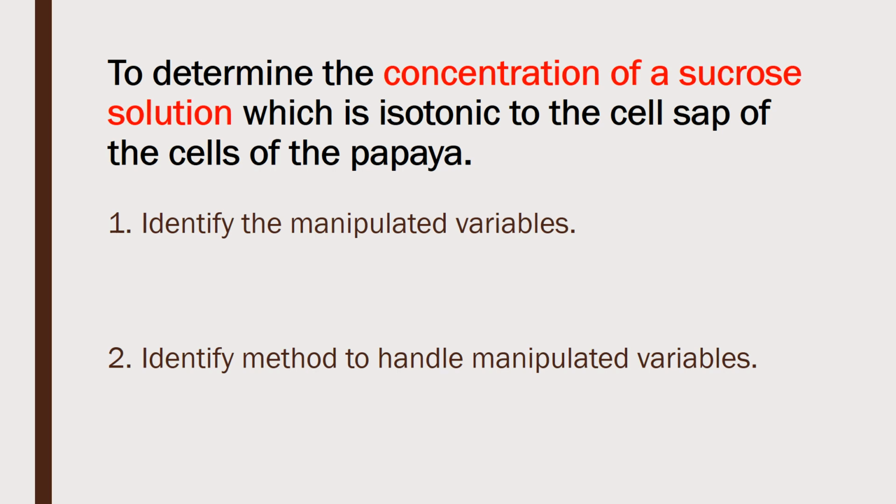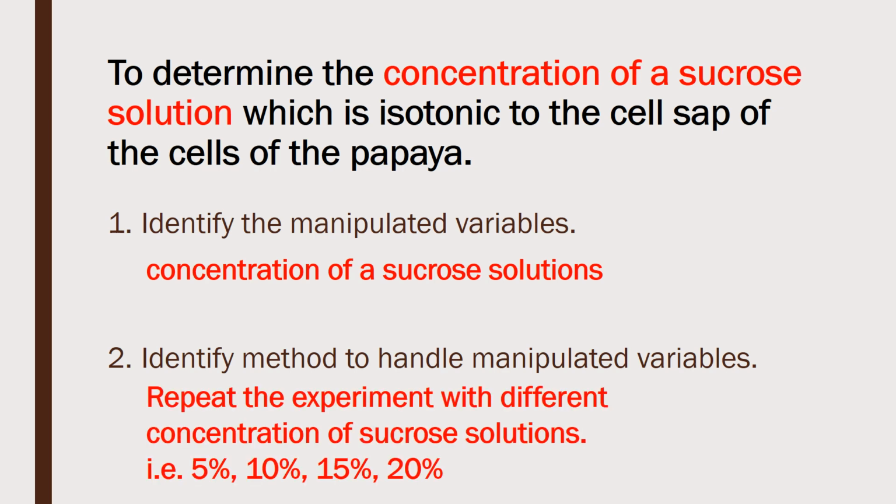This is the manipulated variable. So the first step, from the aim of the experiment, you identify the manipulated variable. And how am I going to handle the manipulated variable? I'm going to use different concentrations of sucrose solution. So you need to repeat the experiment with different concentrations of sucrose solution, for example, 5% sucrose solution, 10% sucrose solution, 15% sucrose solution, and 20% sucrose solution.